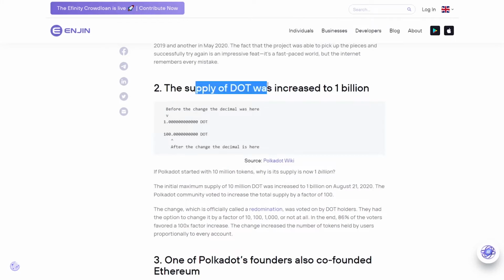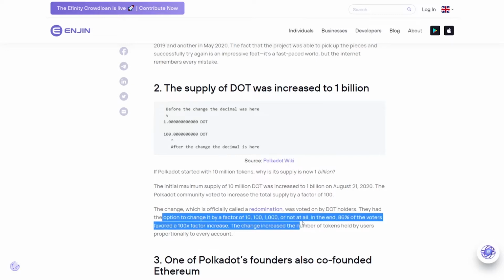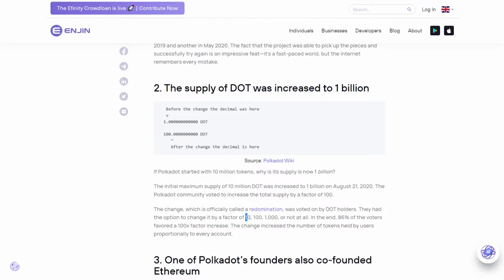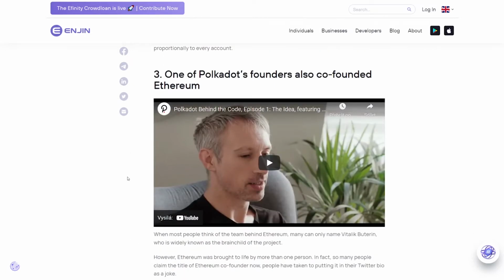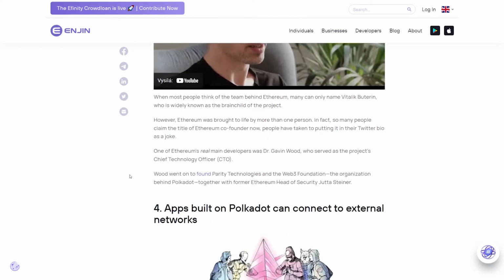Also, the supply of the tokens was increased to 1 billion from the previous 10 million units, and this was done on August 21st, 2020. And it was actually an official change which was voted on by the actual DOT holders, so they had the option to change it by a factor of 10, 100 or 1000 or not at all, and it ended on a 100 times factor increase. As I mentioned previously, the founder of Polkadot is a co-founder of Ethereum.